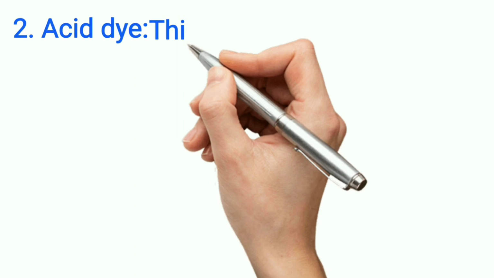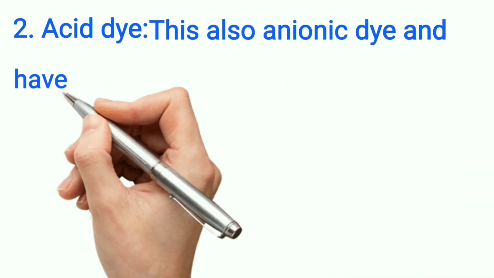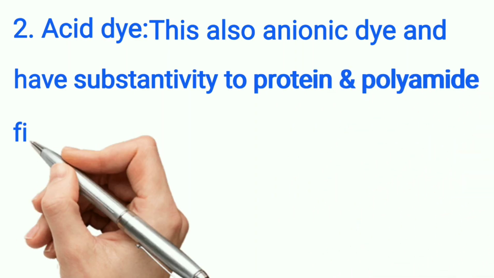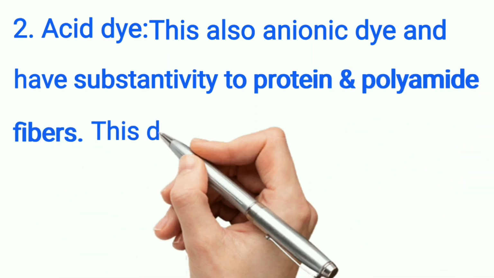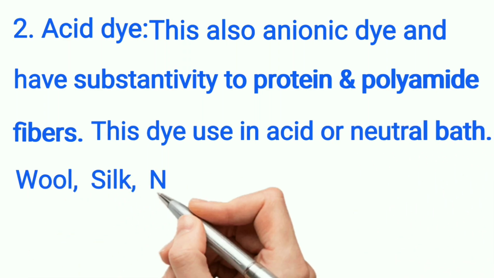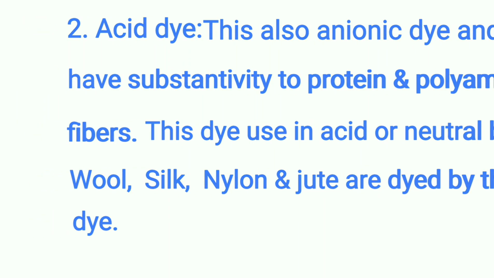Acid dye. This is also an anionic dye and has substantivity to protein and polyamide fiber. This dye is used in an acid or neutral bath. Wool, silk, nylon, and jute are dyed by this dye.